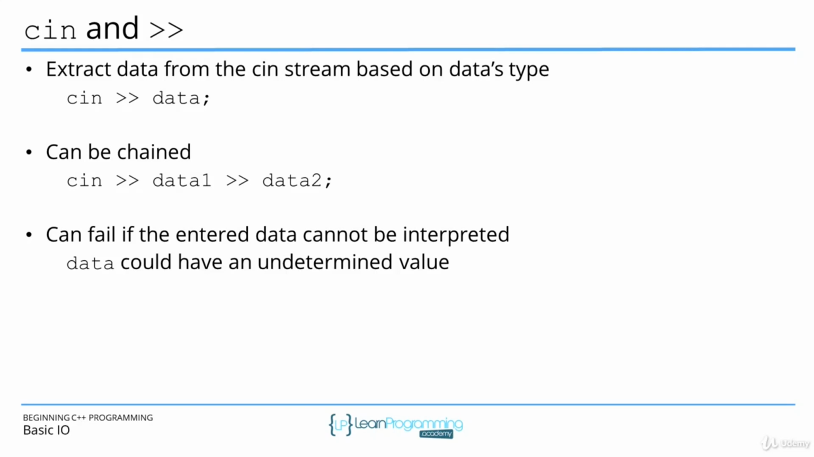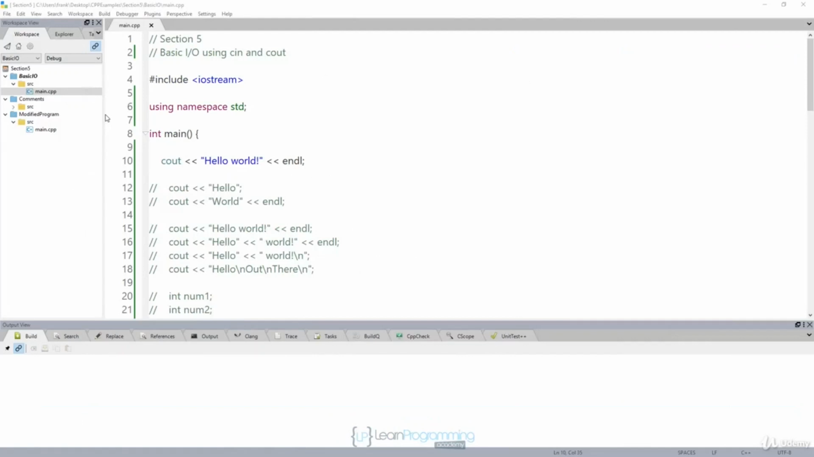Now let's head over to the CodeLight IDE and go over some examples in live code. Okay, so now I'm back in the CodeLight IDE, and I've got a Section 5 workspace. Within the workspace, I've created a basic I/O project, and this is the main file for that project. Now what we're going to do is some basic I/O using cin and cout, and I'll show you some of the nuances so that you really understand what's going on here.